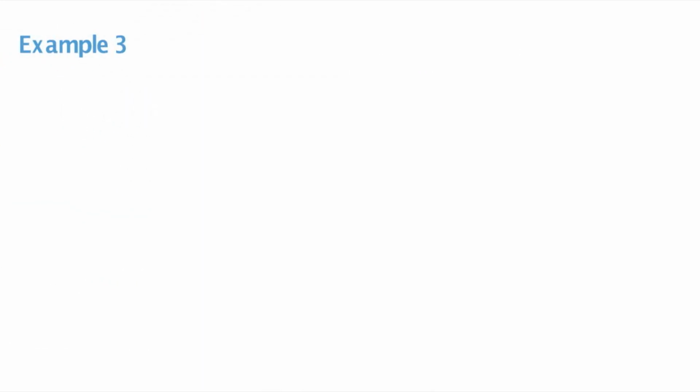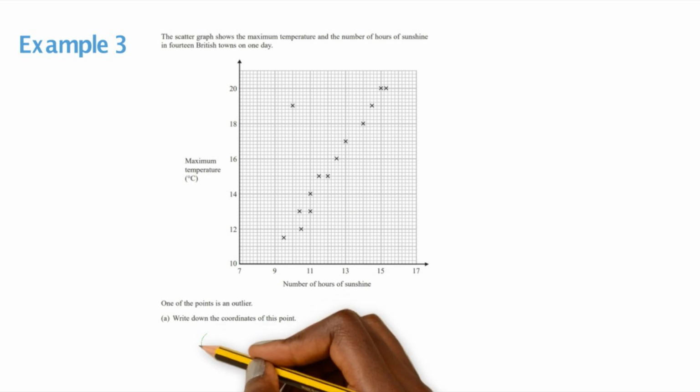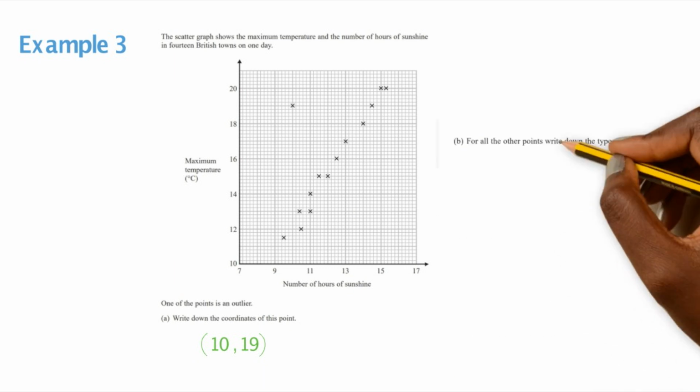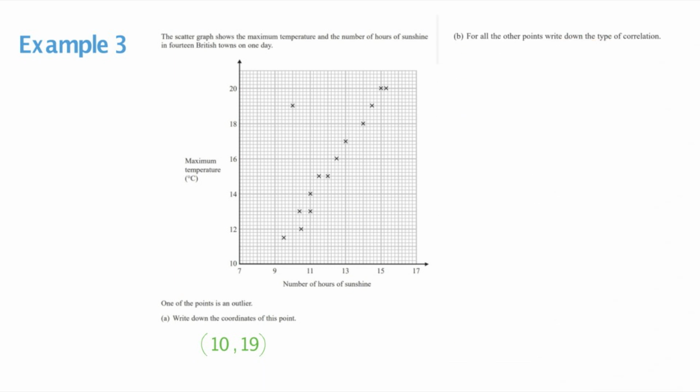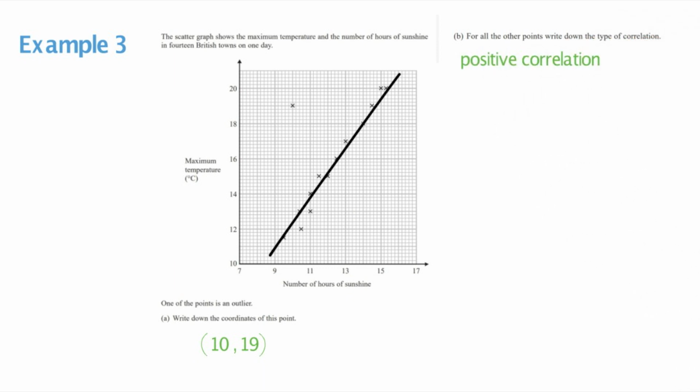So example 3. Again, another example of an exam question, except this time it wants us to write the coordinates of the outlier. Outliers are points that don't really look like they're part of the graph. So I'd say it's that point out there, which is 10, 19. And remember, when you're writing coordinates, you write your x value first, then your y. Again, it wants us to write down the correlation of the other points. Because it's going up, we're going to call it a positive correlation.